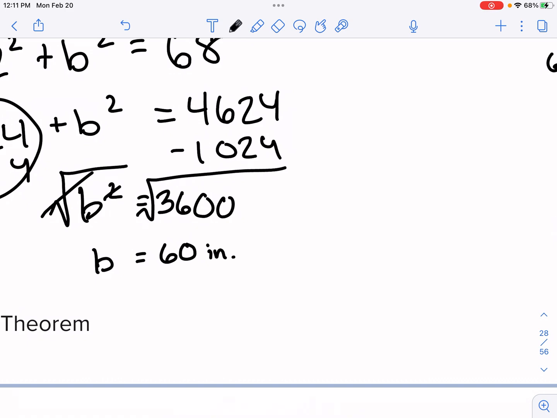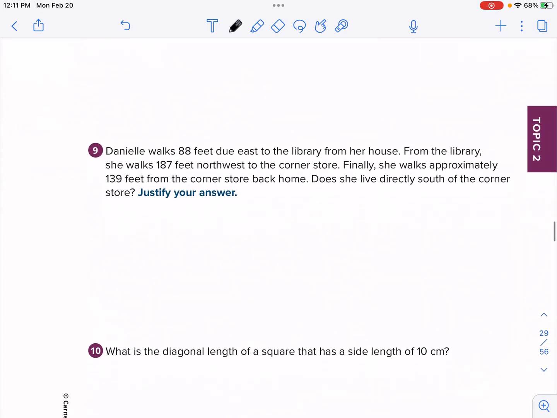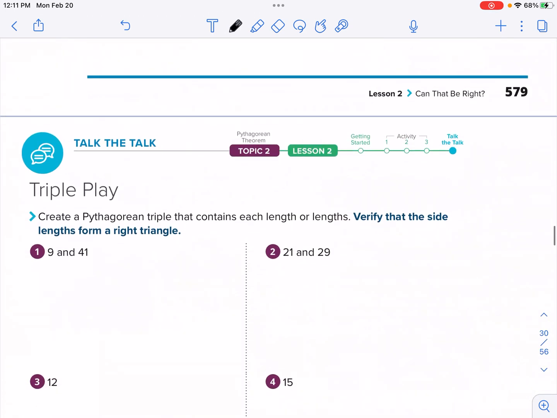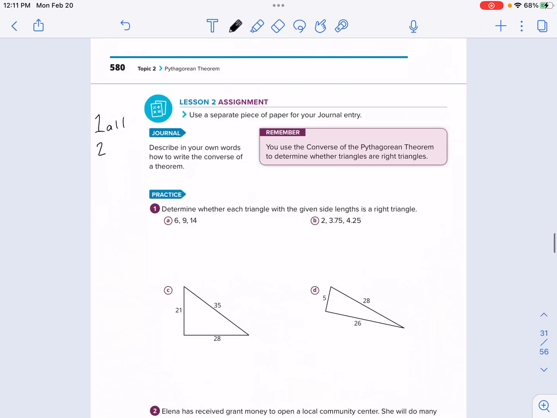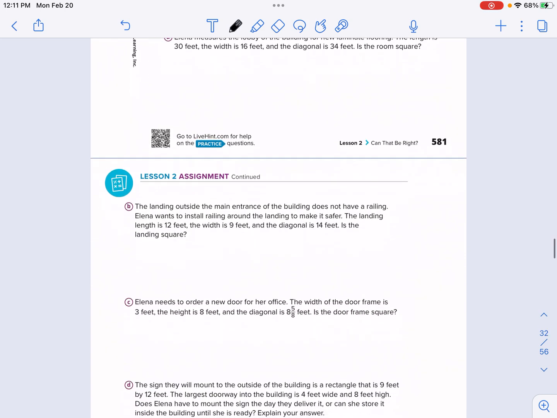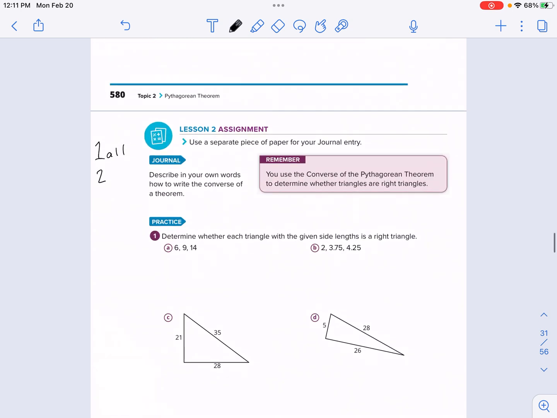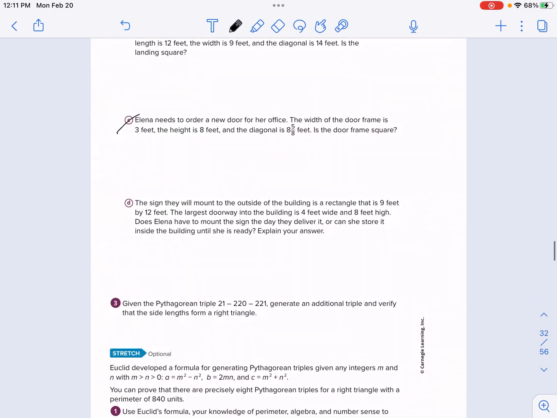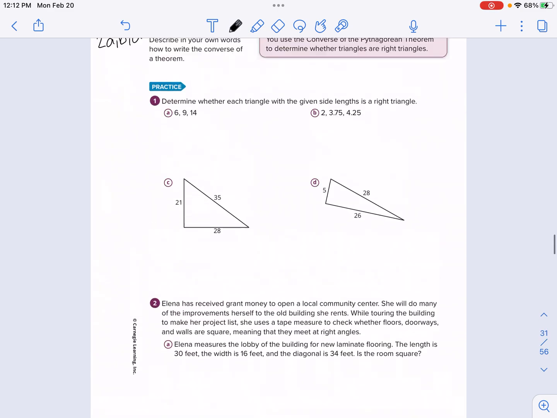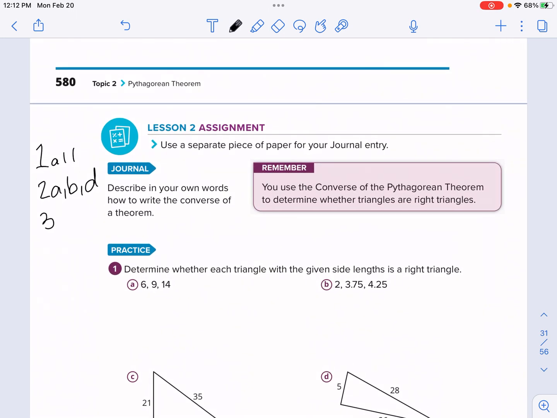Okay. The rest of the activity 3 we're going to skip. We'll say that that's a you do. We're not going to do the talk, but the assignment you're going to do all of number 1. Let's do number 2, but not C. So we'll say number 2, A, B, and D. And then 3 is just one problem, so we'll keep 3. So number 1 all, 2 A, B, and D, and 3 by itself on page 580. Okay, let's go and get started. Let me know if you have questions.